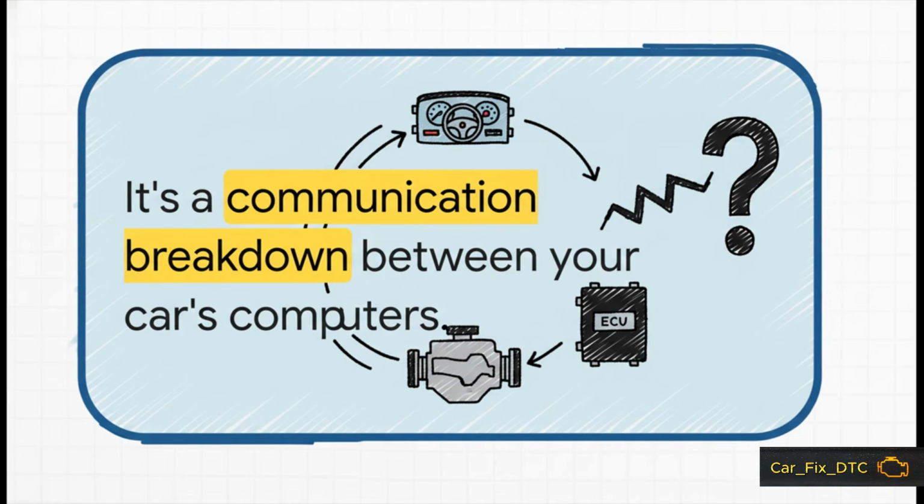But here's an even simpler way to think about it. Your car is basically a whole team of computers that need to talk to each other constantly. Well, code U0423 is a sign that there's a serious communication breakdown. It's like a game of telephone gone wrong inside your car's wiring.